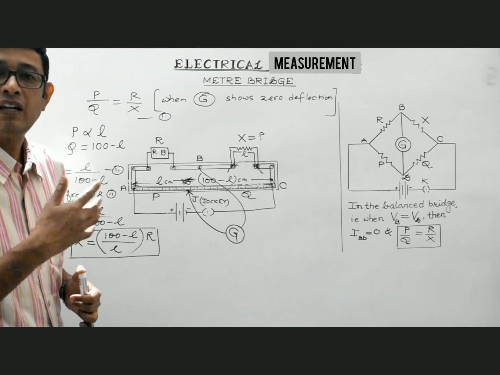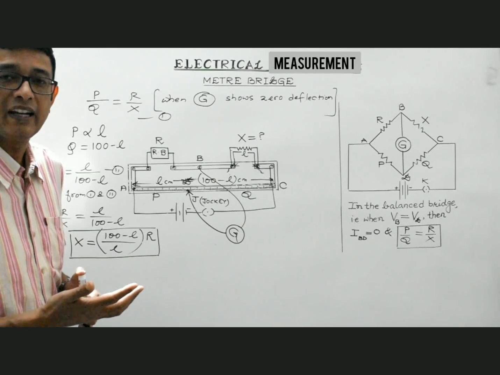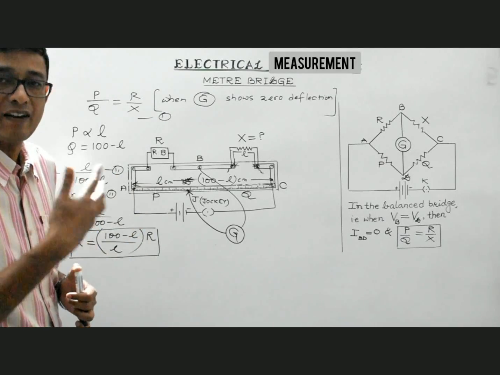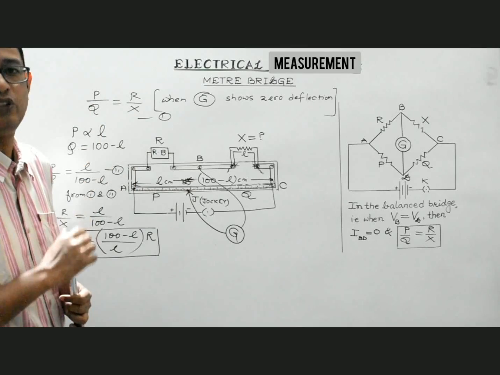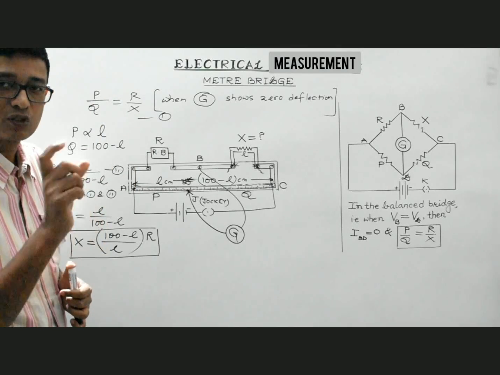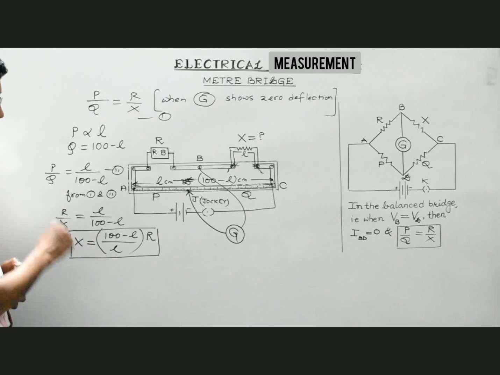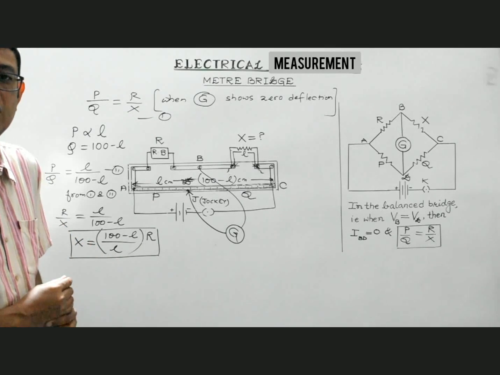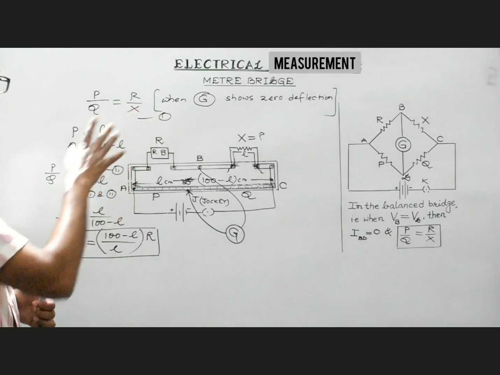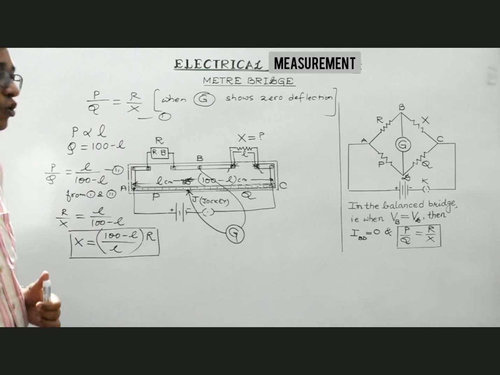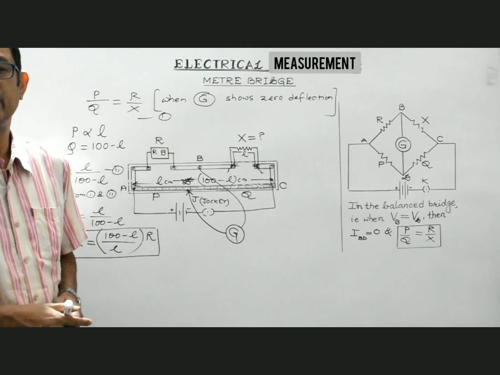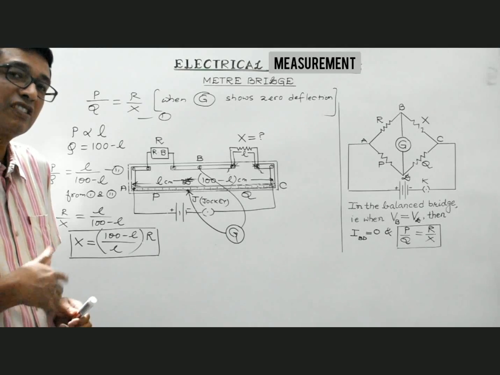It will be obtained by finding the arithmetic mean or the average of all the observed values of X, right? That is closest to the true value of X. So that is how the unknown resistance of this given wire can be easily found by using this arrangement known as meter bridge or slide wire bridge.